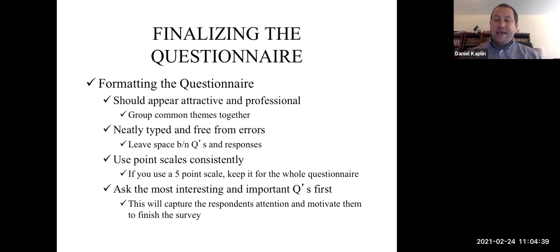Use your point scale consistently. Don't go from strongly agree to strongly disagree on a 5-point scale and then switch to true, false in between. Whatever your scale is for that section, it should be consistent.